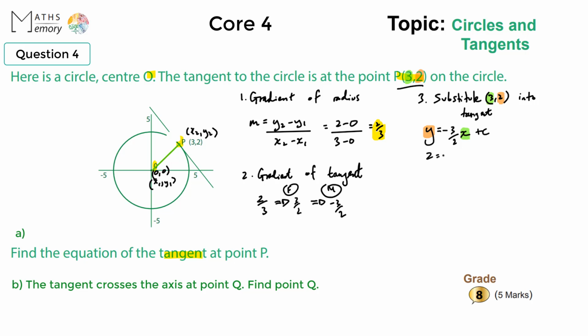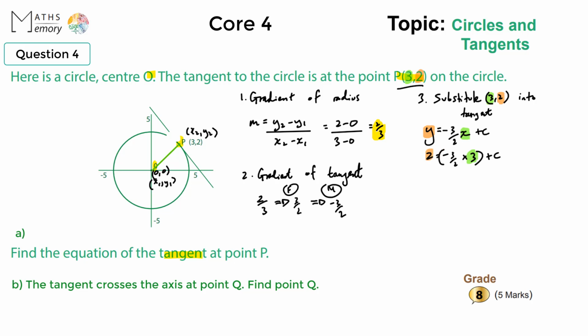2 equals minus 3 over 2 times x. X is 3. We'll put this in brackets, plus c. This is a non-calculator question. It's good for you to identify which is which. So clearly, this is going to be x over here. X is 3 and y is the 2 there.